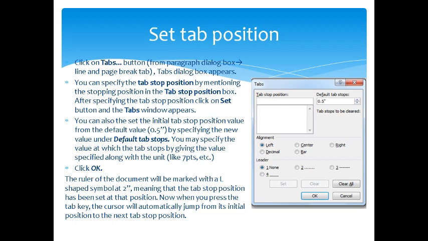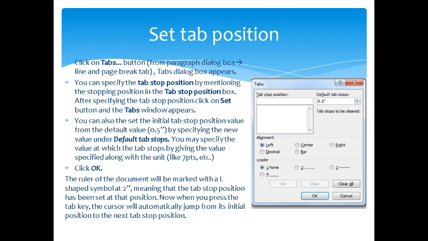the Format Paragraph dialog box, in the Line and Page Break tab. As we click on the Tab button, the Tab dialog box appears. We can specify the tab stop position by mentioning it in the Stop Position box. After specifying the tab stop position, we need to click on Set, and a tab window appears in front of you. We can also set the initial tab position in Default Tab Stop. By default it is 0.5.